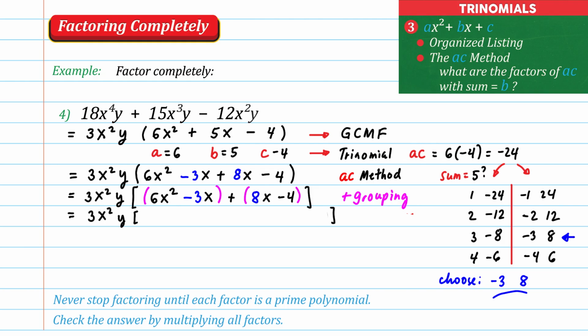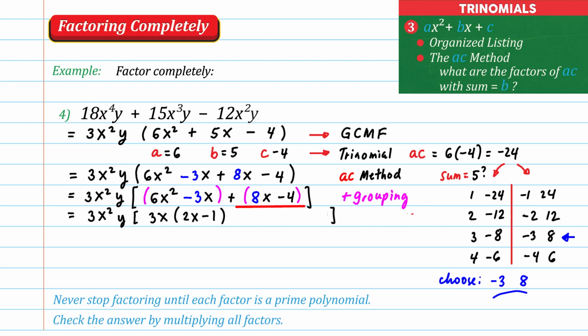But this time, let's factor the first group 6x squared minus 3x. We see that the GCMF is 3x. So, we write 3x times the quantity 2x minus 1. Next, we factor the second group 8x minus 4.